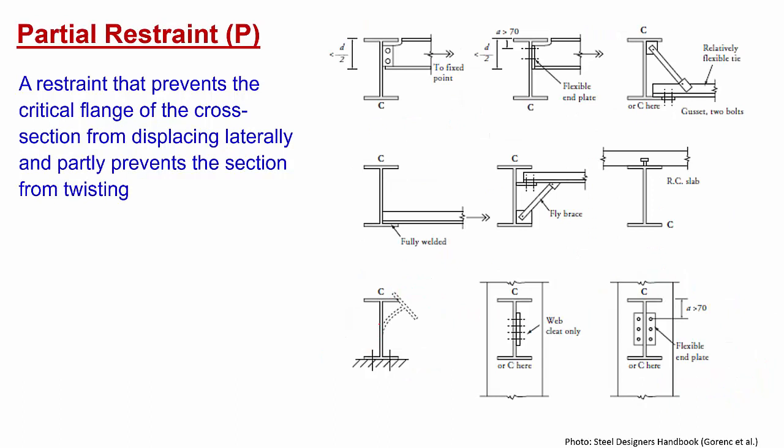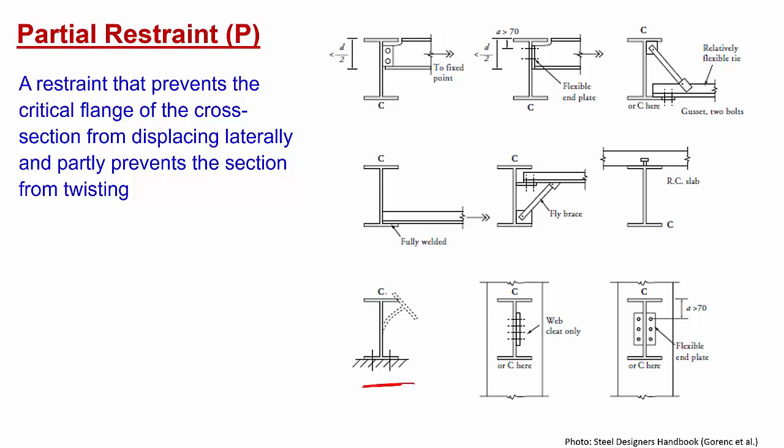A restraint that prevents the critical flange of the cross section from displacing laterally and only partly prevents the section from twisting. So unlike the full restraining F, partial restraining can prevent the lateral displacement of the critical flange, but can prevent the twisting only partially. There can still be some twisting happening there. It is called a partial restraining. As you can see in this example, this is a good one.